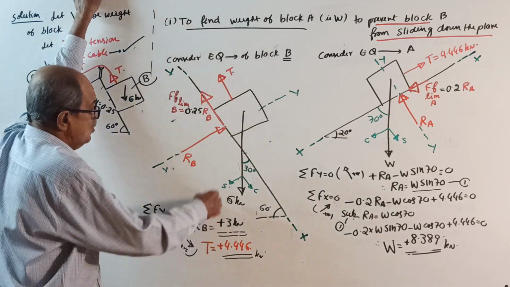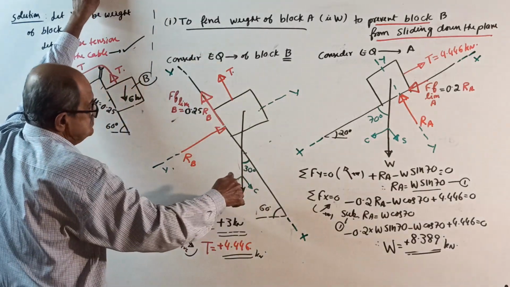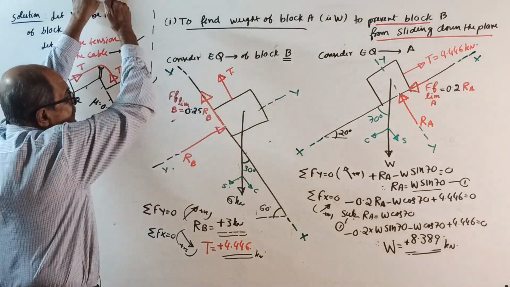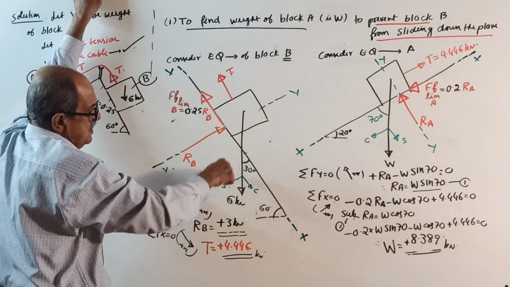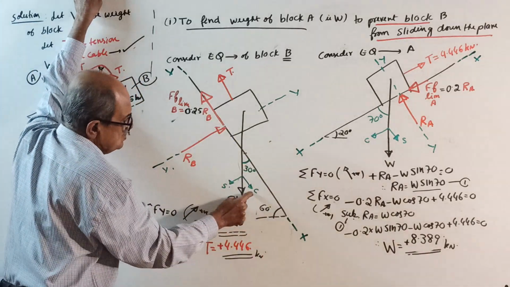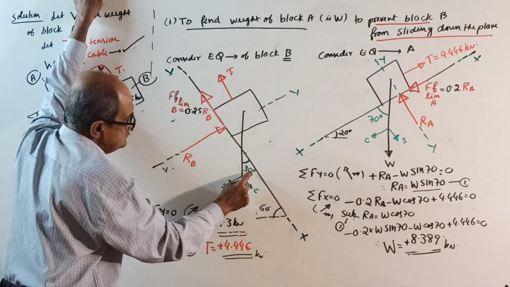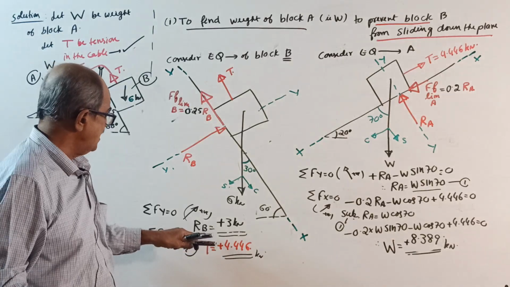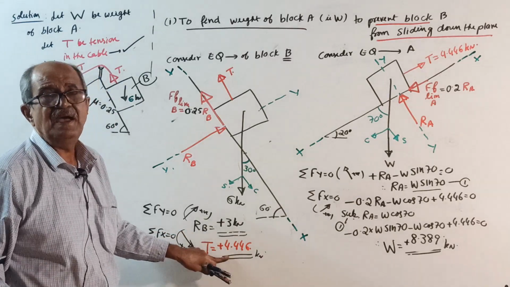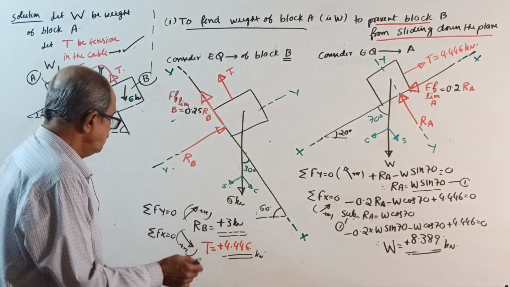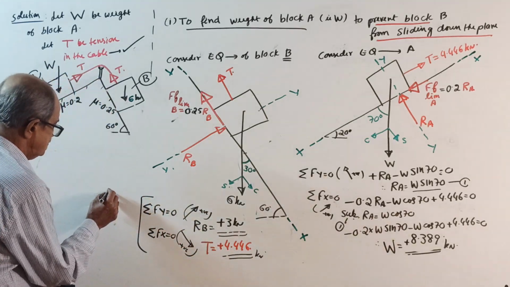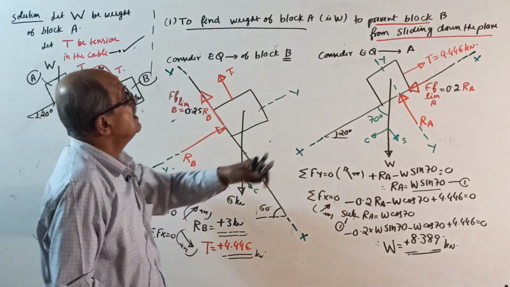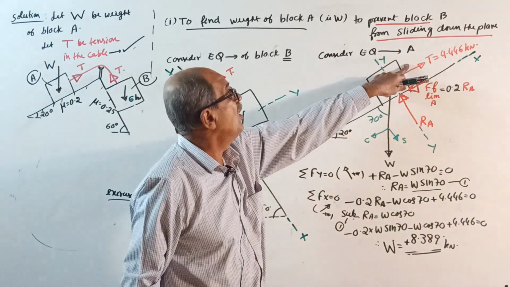Sigma Fx equals 0, I will take this way positive. So what is the answer? Minus T minus 0.25 RB plus 6 cos 30 equal to 0. This is told hundreds of times. Substitute RB, you get T. This I am not explaining. Okay, this is somewhat of an exercise for you, for practice purposes.